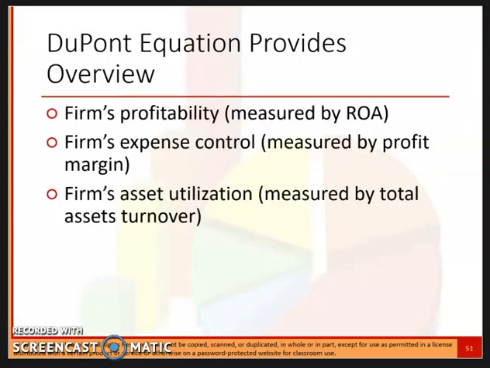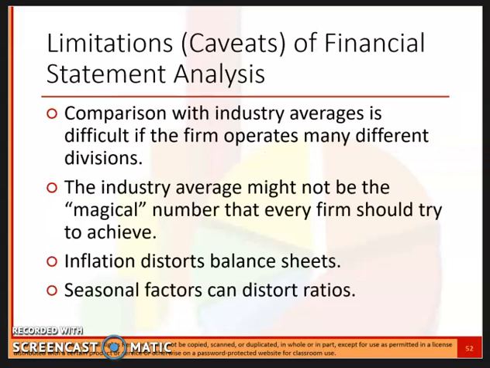The DuPont equation provides an overview: the firm's profitability as measured by ROA, the firm's expense control as measured by profit margin, and the firm's asset utilization as measured by total asset turnover.